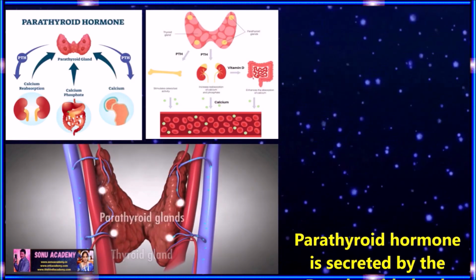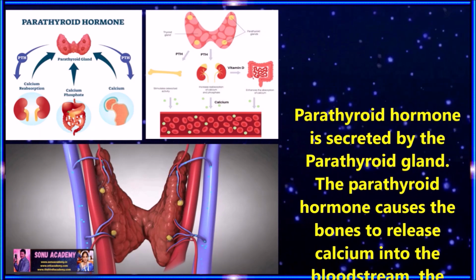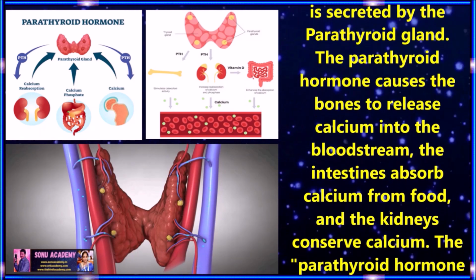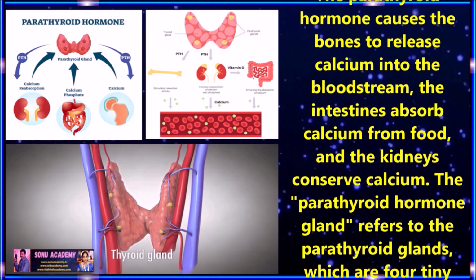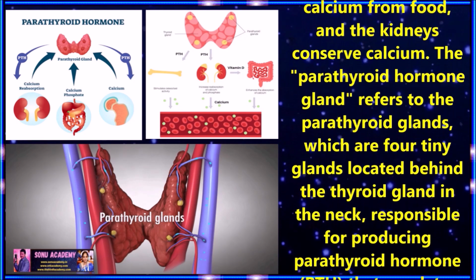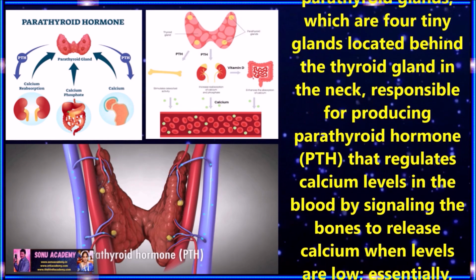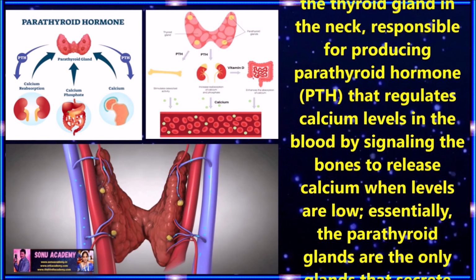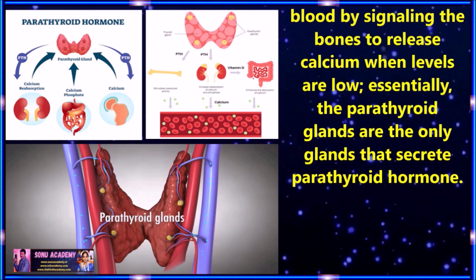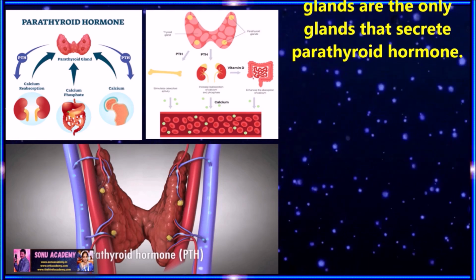Children, let us discuss the parathyroid hormone. The parathyroid hormone is secreted by the parathyroid gland. The parathyroid hormone causes the bones to release calcium into the bloodstream. The intestines absorb calcium from the food and the kidneys conserve calcium. The parathyroid glands are four tiny glands located behind the thyroid gland in the neck, responsible for producing parathyroid hormone that regulates calcium levels in the blood by signaling the bones to release calcium when levels are low. Essentially, the parathyroid glands are the only glands that secrete parathyroid hormone.